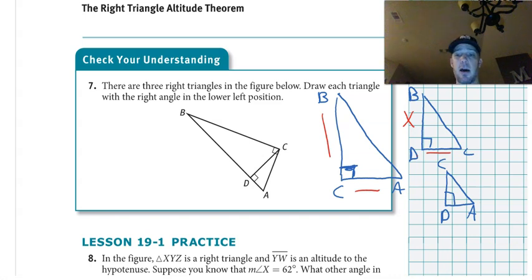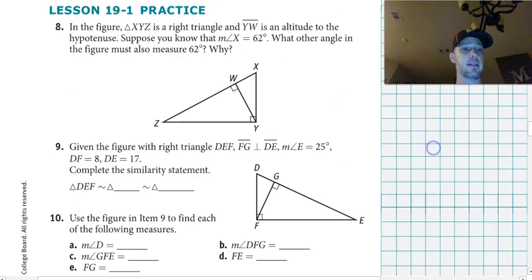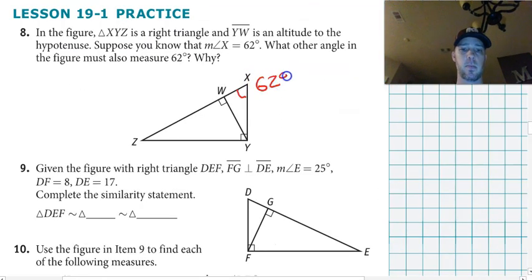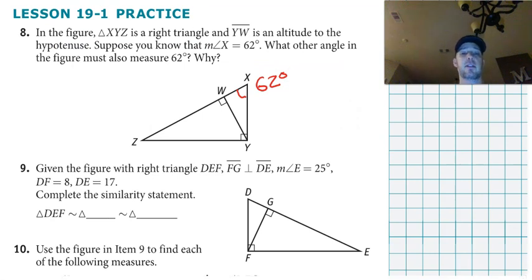All right, moving on to the practice. It says in figure triangle XYZ, it's a right triangle, and YW is an altitude. Perfect. Suppose that we know that the measure of angle X is 62 degrees. And what other angle in the figure must also be 62 degrees?